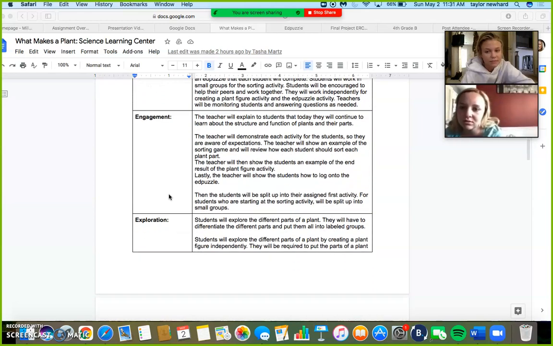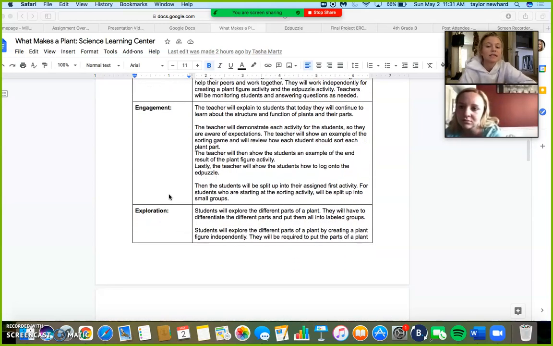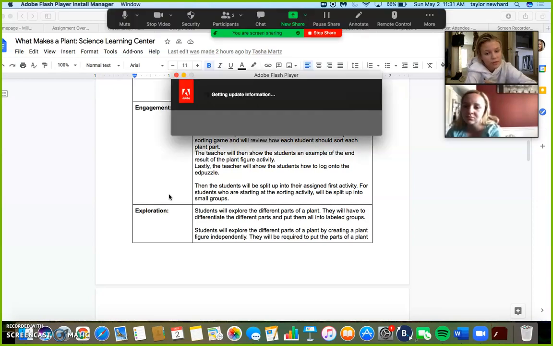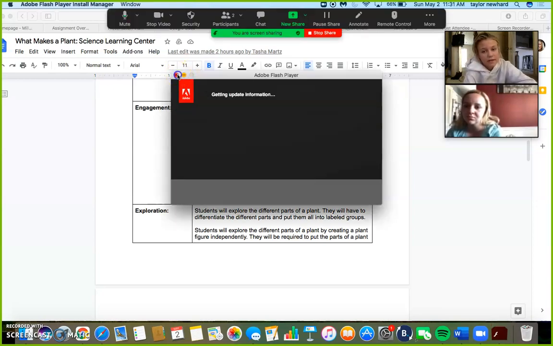For the engagement part of this lesson, the teacher will explain to students that today they will continue to learn about the structure and function of plants and their parts. The teacher will demonstrate each activity for the students so they are aware of expectations. The teacher will show examples of the sorting again, just so they know what they're expected to do.